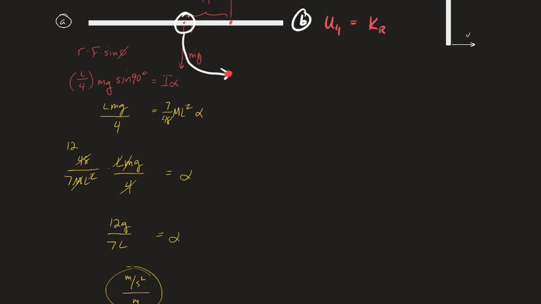What is the change in height of the center of mass? If I make this the reference level, this height is L over 4. So how much energy does the system have? mg times L over 4. It's the amount of gravitational potential energy. All I'm looking at is the change in height of the center of mass.